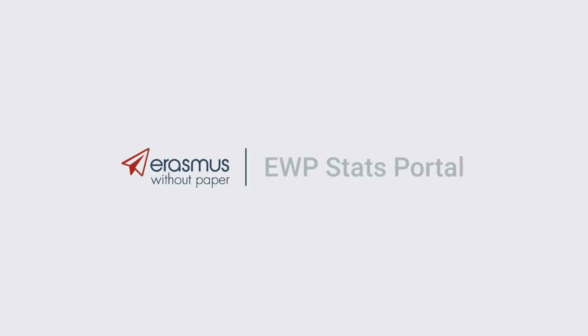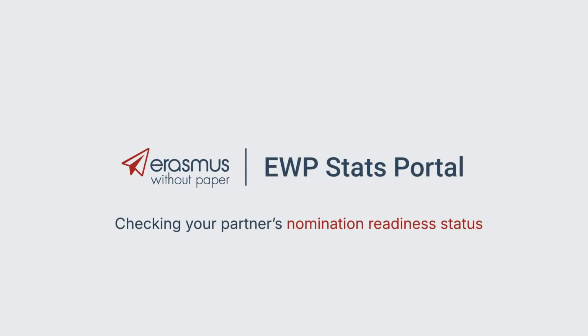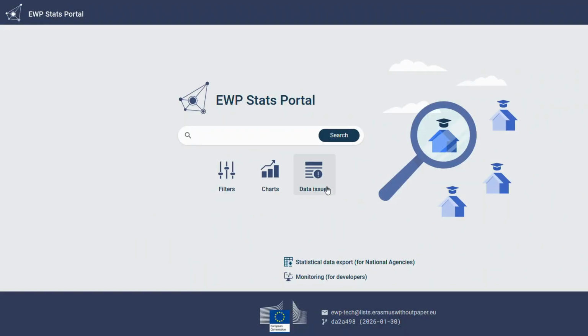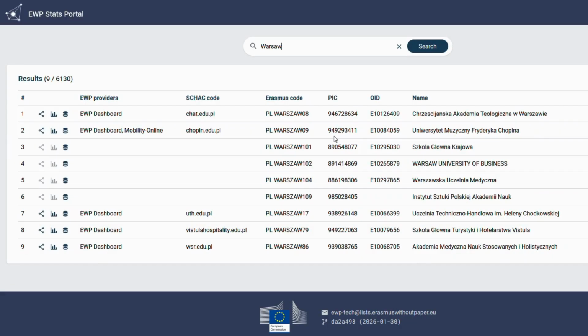Hello and welcome to this short guide on how to use the EWP Stats Portal to check a partner's nomination readiness status. To start, simply load the Stats Portal landing page and search for a partner using their name, city, or Erasmus code.